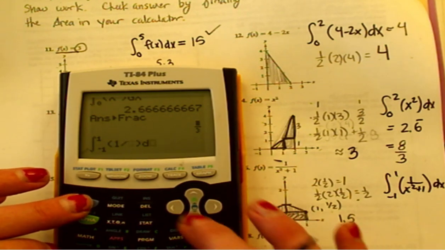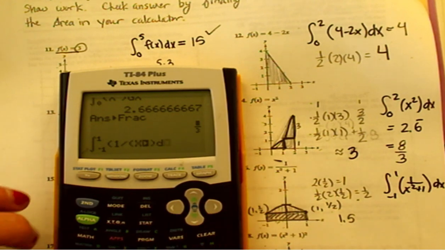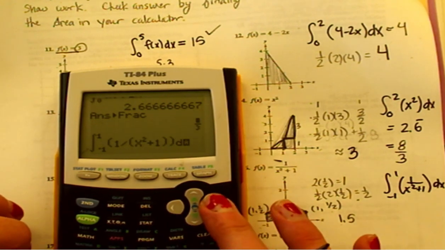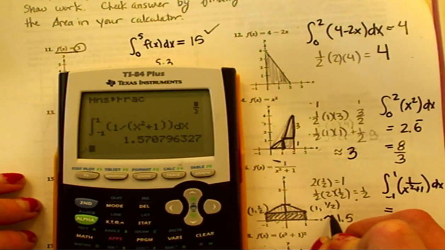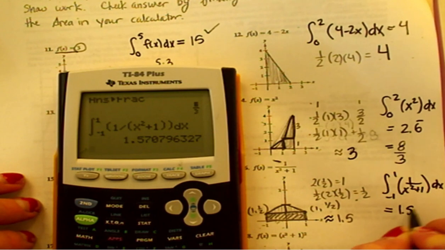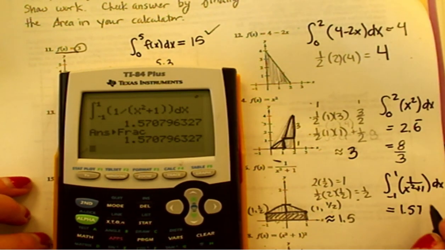Let's try x squared plus 1. So this was an estimate, 1.57. Okay, so 1.57.